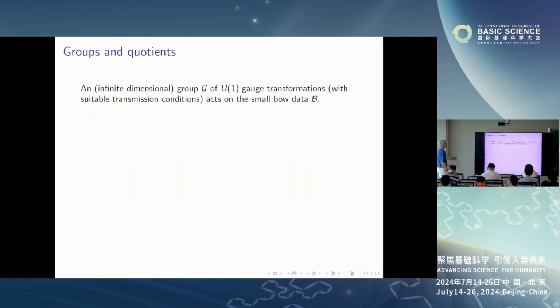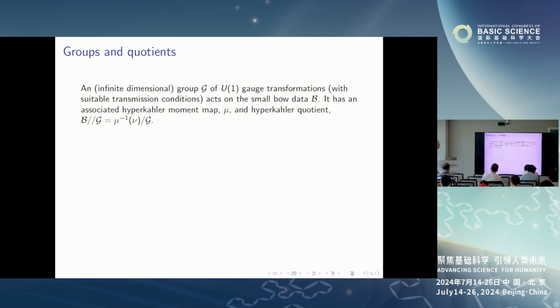All right, so we have some groups and quotients to think about. So in this, we're still in the small Bow case. So our H1 group of U1 gauge transformations acts on the small Bow data as before. And we can then take the hyperkähler quotient. So I called my small Bow data B for Bow. I don't know what you call that kind of G, but we take the hyperkähler quotient of the data by G, and that's mu inverse of nu, for nu at an appropriate parameter, mod G.